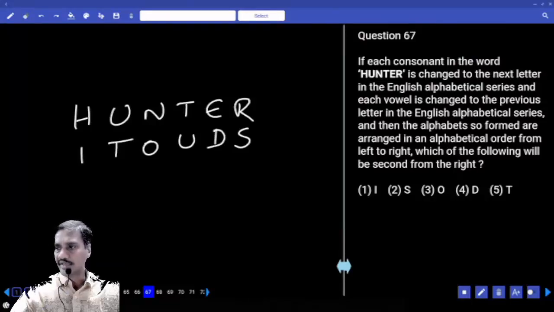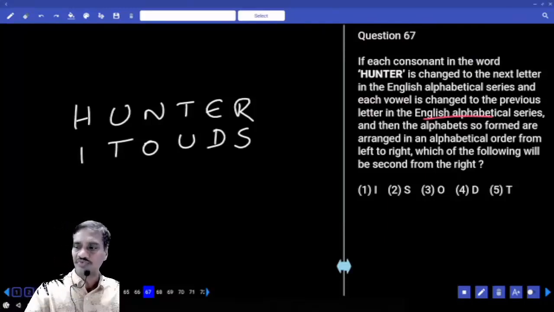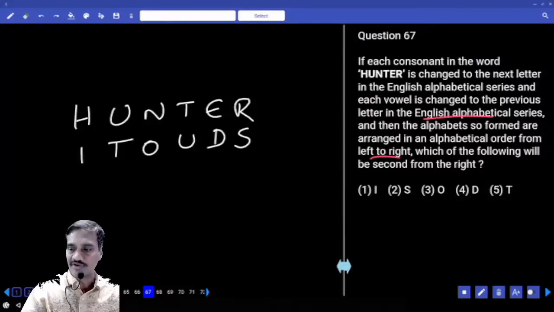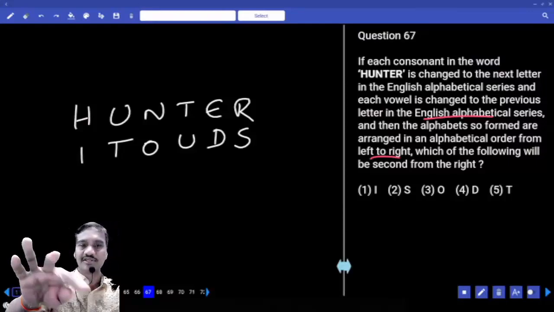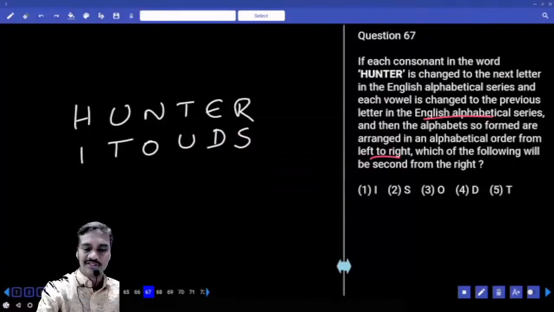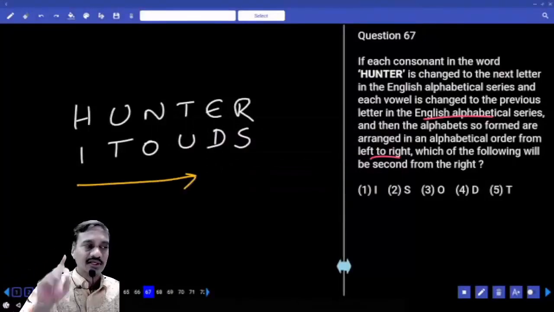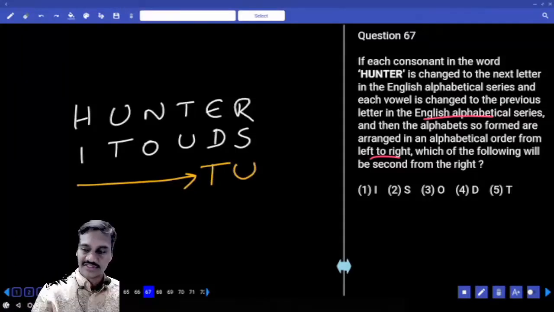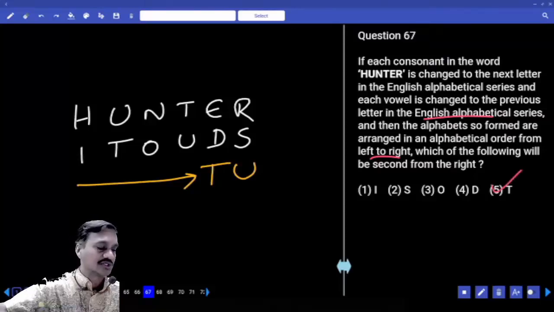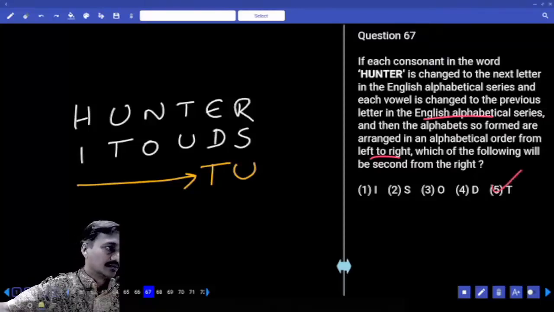In the English alphabet series, the letters so formed are arranged in alphabetical order from left to right. Which of the following will be second from the right? Tell me which letter is first from the right, as all these letters are arranged in alphabetical order. The highest letter will be at the last place. U is at this place, and T is second from the right, that is choice 5. Clear now?